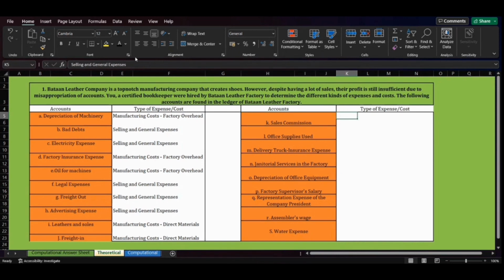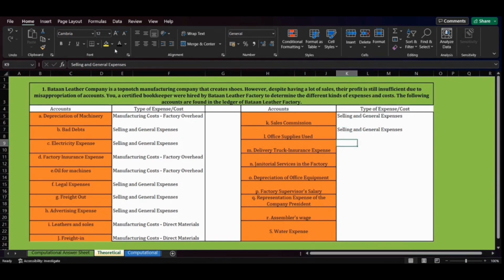Next is the sales commission. Same as the advertising expenses, sales commission is part of the selling and general expenses, specifically the selling expenses. Here, we consider sales commission as part of our selling processes in our entity. Next, office supplies used. Based on its account title, it is considered as selling and general expenses, particularly the general expenses, since it is office supplies.